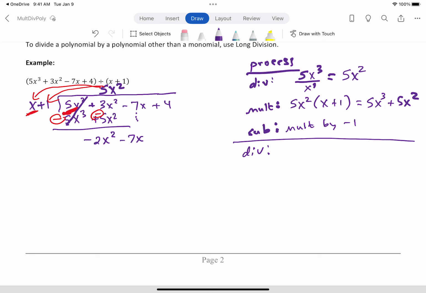My lead term now is the negative 2x squared. We're always going to be dividing by the x in the binomial. So this is negative 2. X to the 2 minus 1 is just x to the 1. So I'm going to put minus 2x up here. Then we're going to multiply what we got times the binomial. So negative 2x times x is negative 2x squared, and negative 2x times 1 is negative 2x. So that's what comes under here.